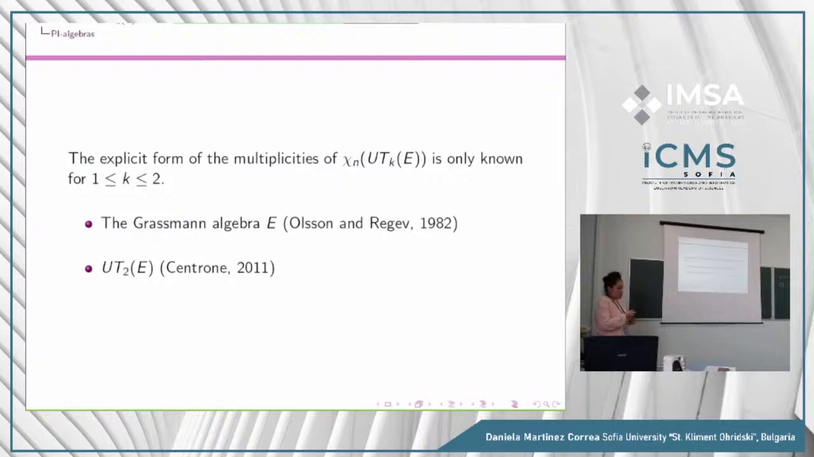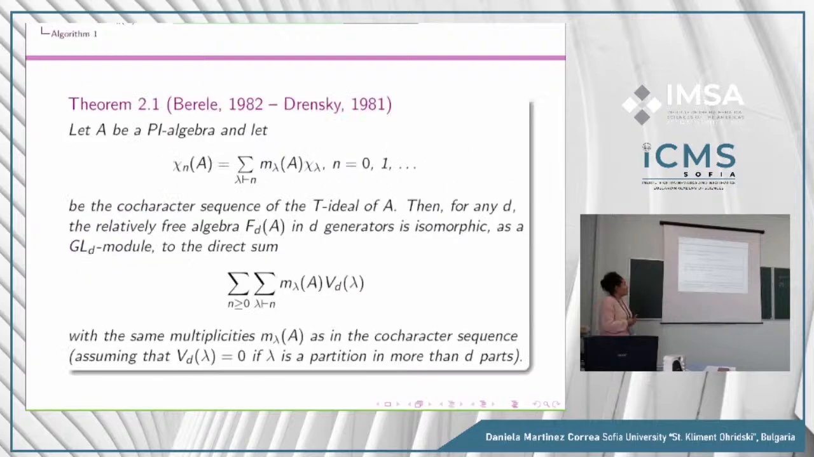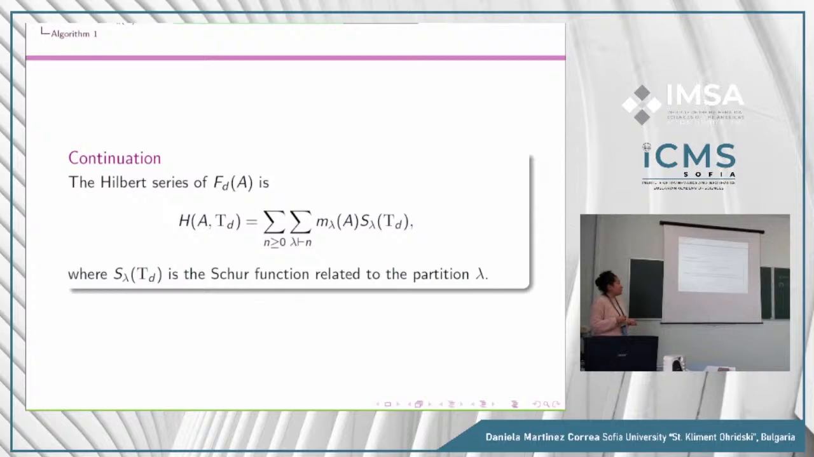Okay, so the first method is based on this result of Berele and Drensky, and this result gives us a relation between cocharacters and Hilbert series. Why? Because if you can compute the Hilbert series of this algebra, and you can write it like this summation, these coefficients match with the multiplicities m lambda for the cocharacter sequence of the algebra A.